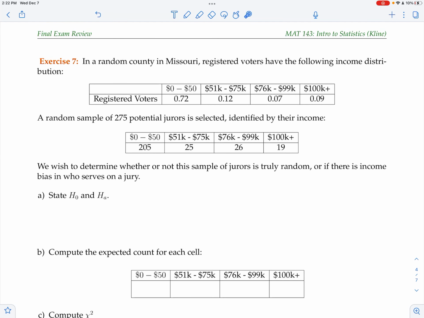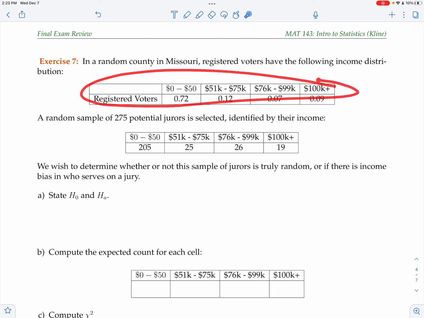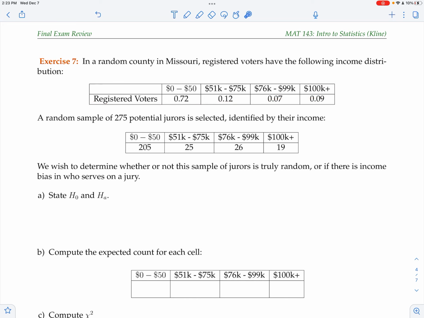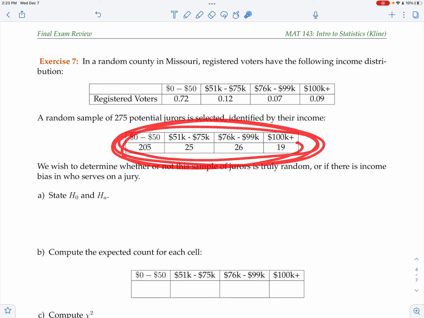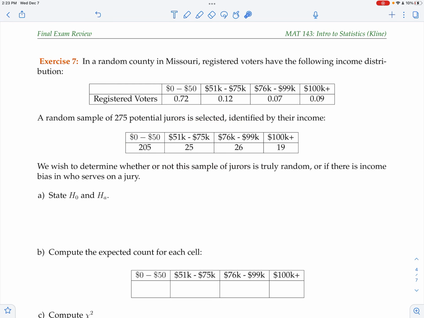Exercise 7, once again, is just clearly a chi-squared problem. You've got this distribution here. Registered voters have the following income distribution in the county. Here's a random sample of 275 potential jurors, identified by income, and you're asking, does this fit this? This is a goodness of fit chi-squared problem.